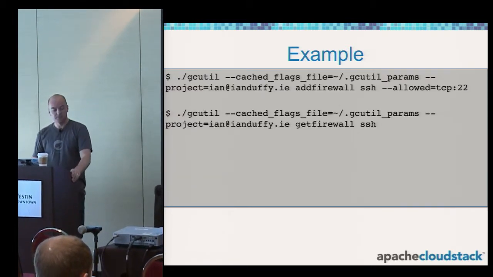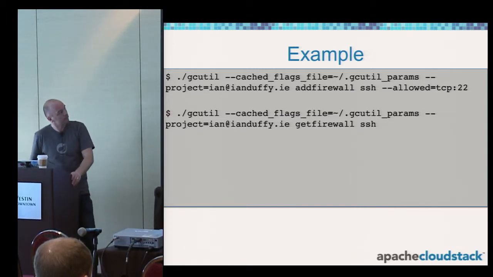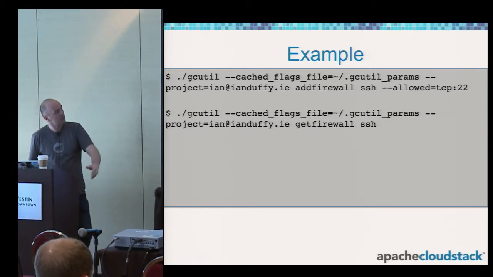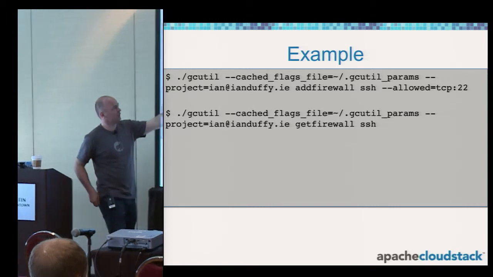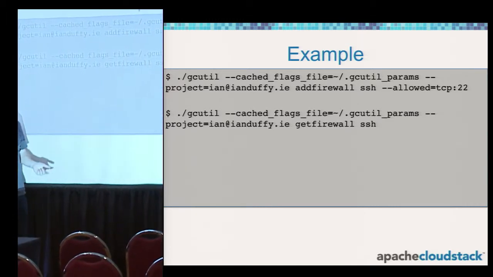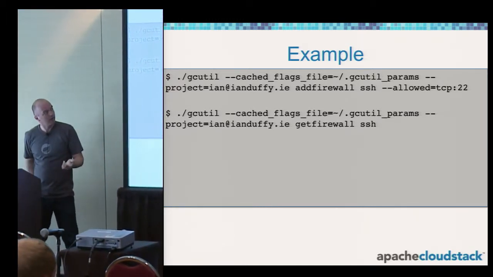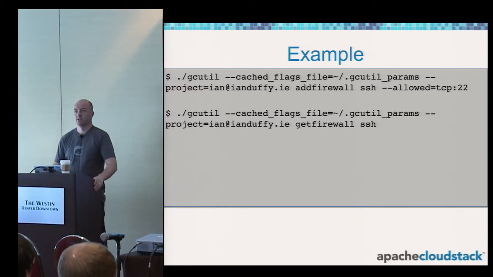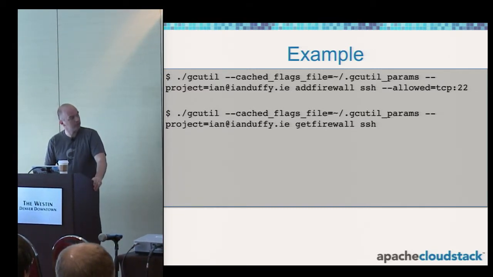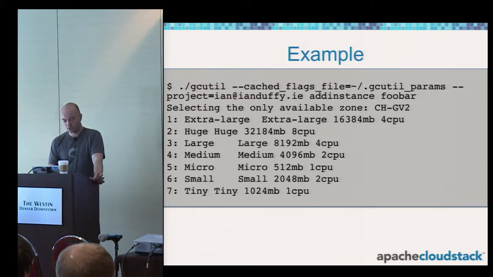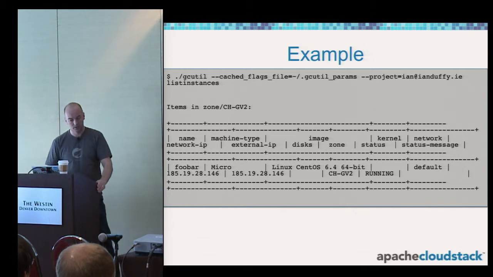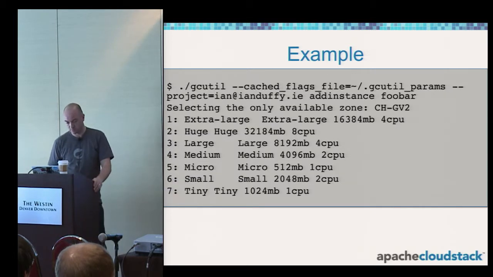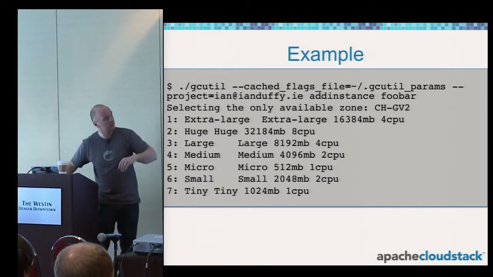Same thing if you wanna create a firewall, add firewall, you wanna open 22 for SSH, get firewall SSH, you get the description of that firewall. And you see underneath, get firewall, that's not a CloudStack API, but you see that would be list security groups with the name of the security group of SSH. So all of that works. You can also start instances. Here you see list instances. The start instance is just add instance.